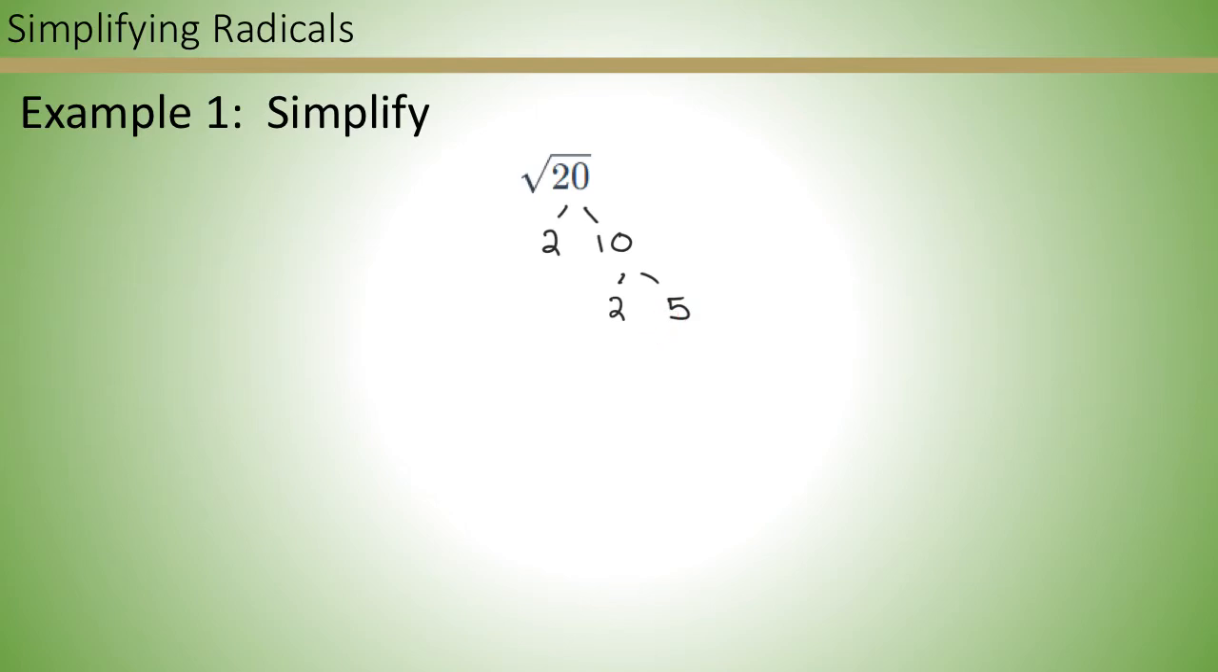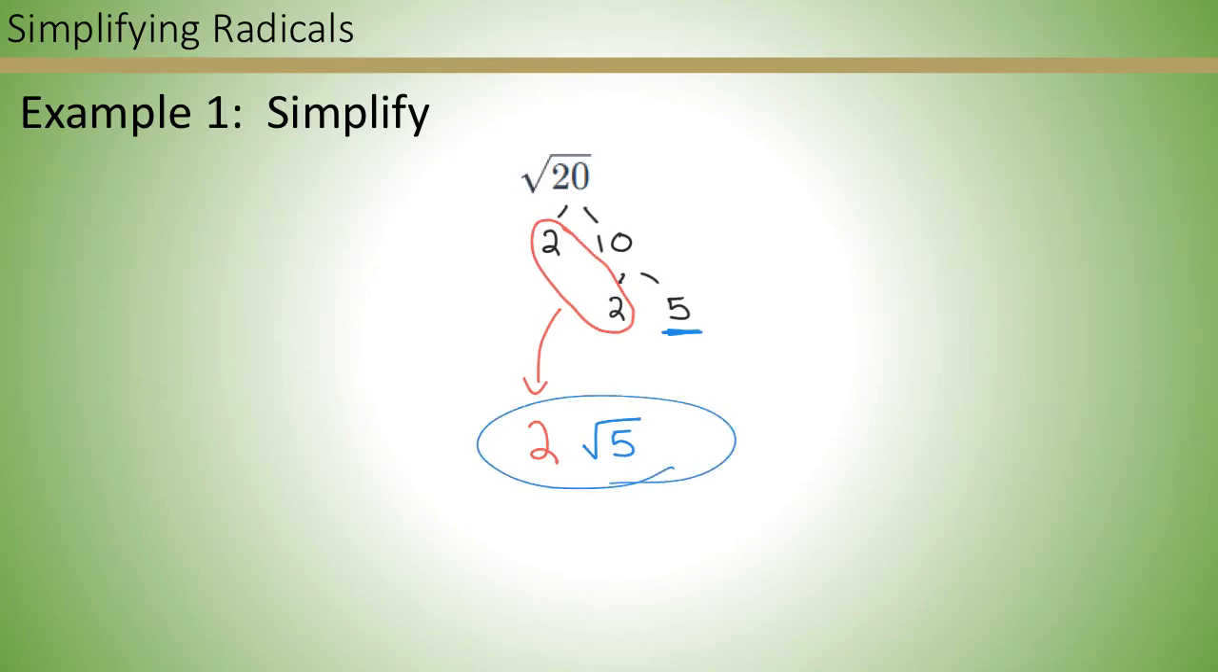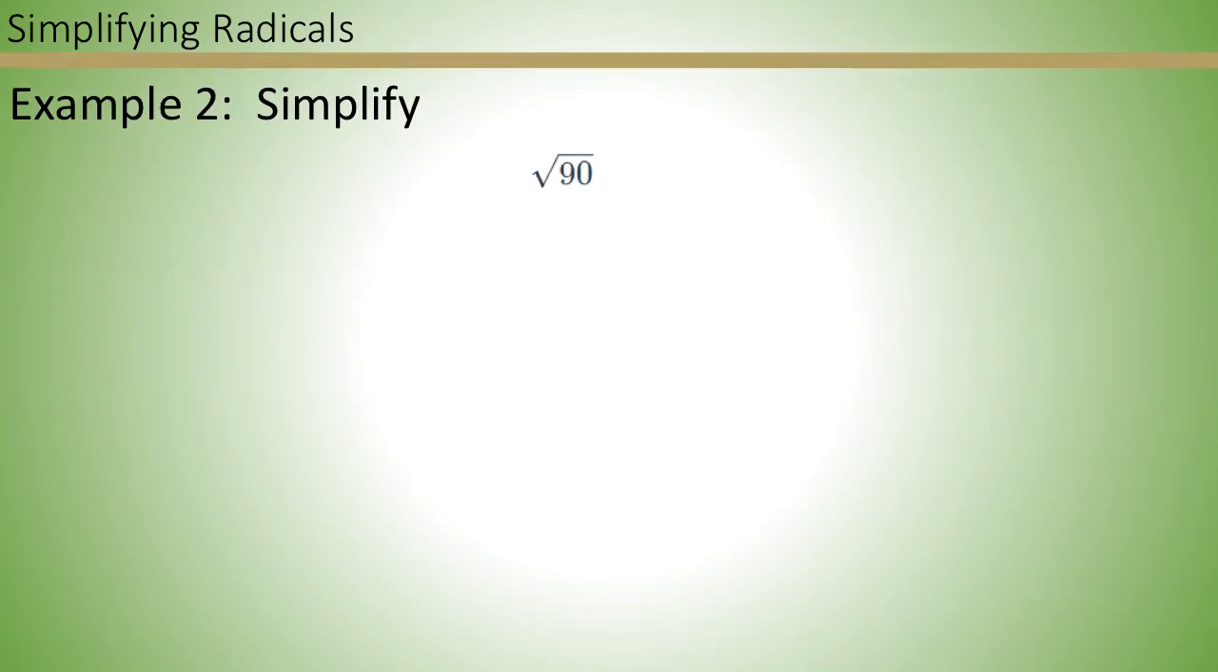Now what I'm going to do is look for pairs of numbers. And I have a pair of 2s. Each pair is going to go on the outside of the radical. Everything that did not pair up, so this 5 right here, does not have a partner, it will stay inside of the radical. And that's it. This thing is fully simplified. 2 root 5 is the simplest form of that radical.